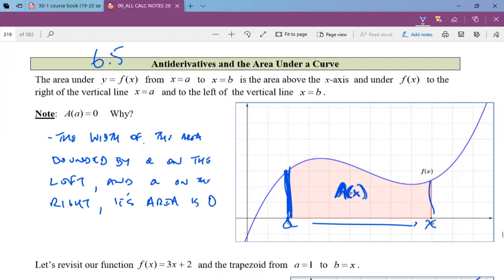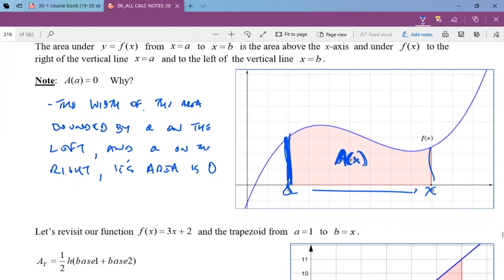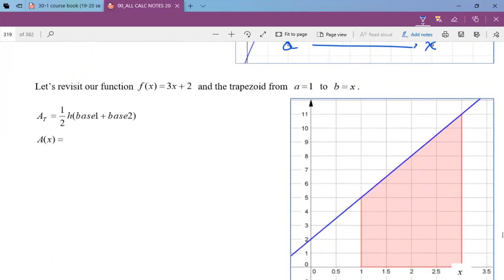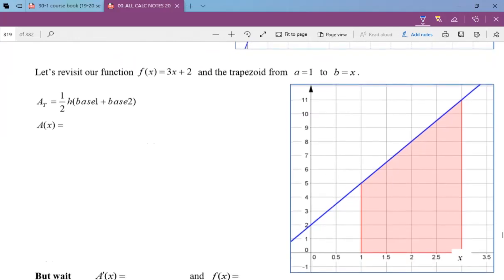That's really all that we're getting at with this diagram. In the next example, this starts to look a little closer at what it means to have this area. We have this function f of x equals 3x plus 2. It's just linear. We have a trapezoid, which ends up being the area under that curve and down to the x-axis.